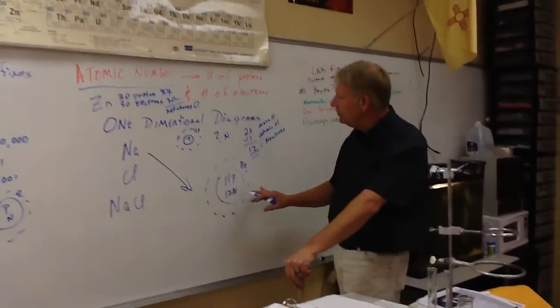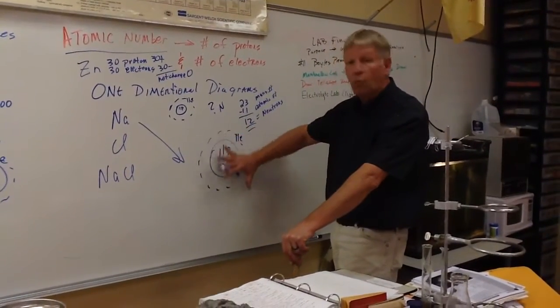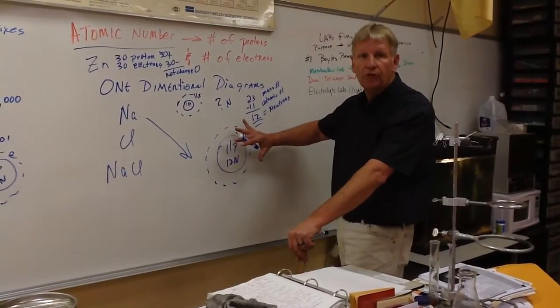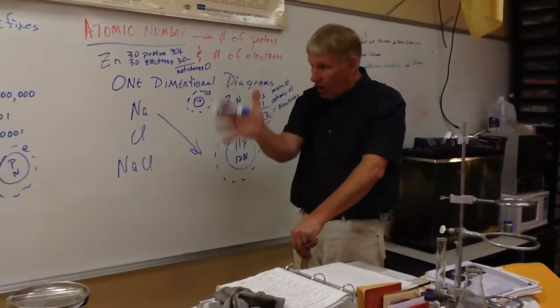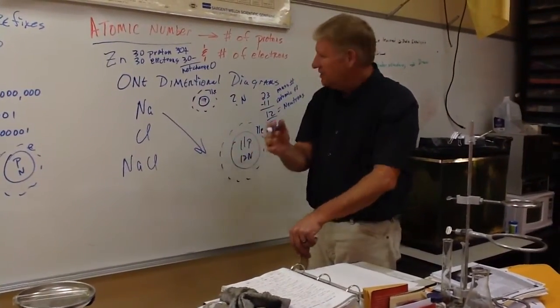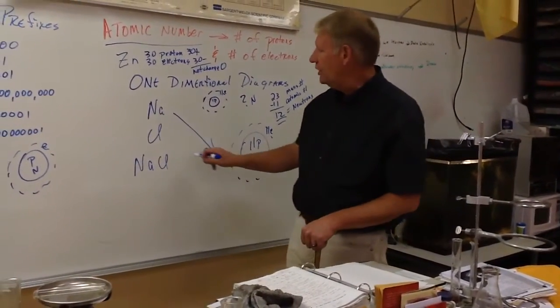Now, I'm going to talk to you in a little bit about the three-dimensional model. This is a one-dimensional model, and that would be true if the whole world was on a sheet of paper. That would be true if we all lived on a sheet of paper, but we don't. So I'll talk about the 3D model here in just a little bit. Well, let's look at another one really fast.